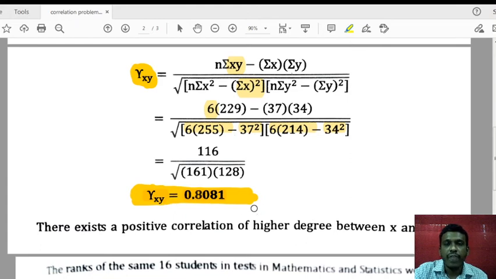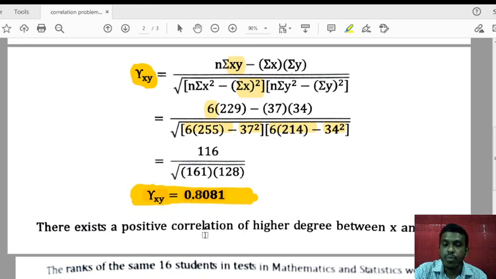Now they have asked you to comment. Sometimes they may ask you to comment, or sometimes they may not, but even if they don't ask you to comment on the answer that you have got, it is always better that you comment on the answer. A single line comment is enough for your exam. Here it is a positive correlation because we are getting a plus answer. If this answer had been negative, we would have got a negative correlation.